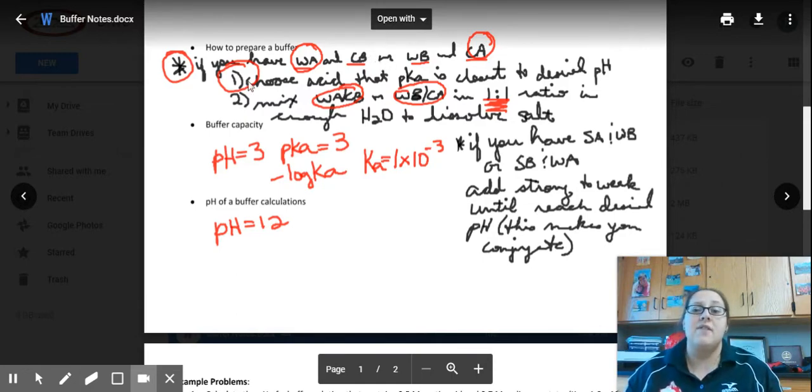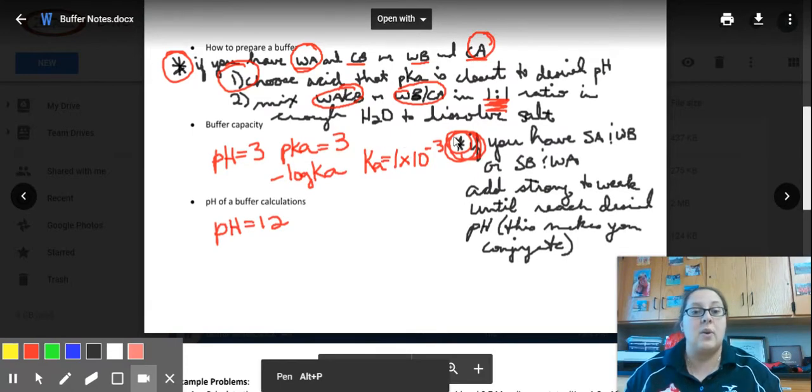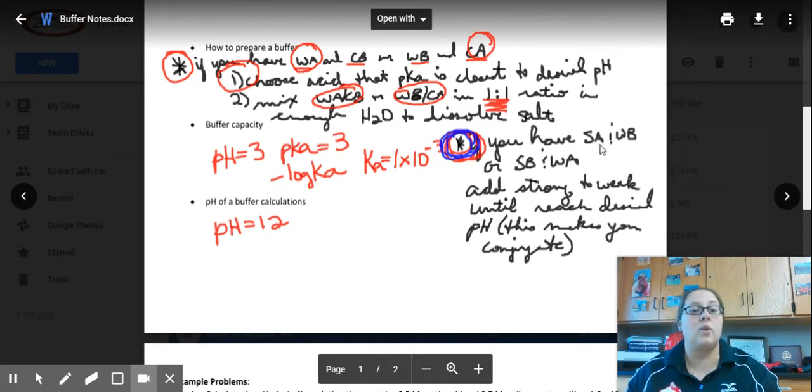Now, if you are not given both components, you will be given this. So that's what this next one here is. I'm going to write that in blue. So if you are given only one component, so you're either given the weak acid or the weak base, and you're given something strong in addition to that, how do you make a buffer? So you see how we have something strong. Well, I don't need anything strong in a buffer. That's not what a buffer is.